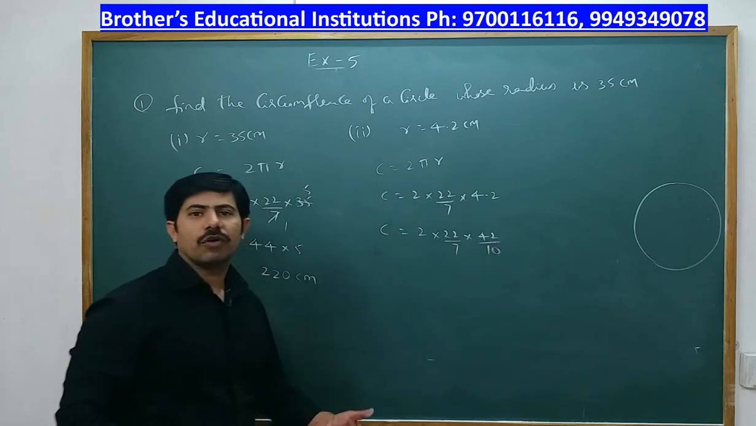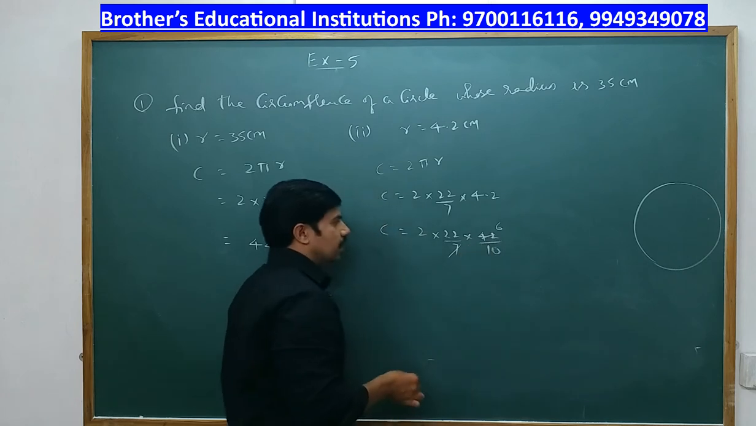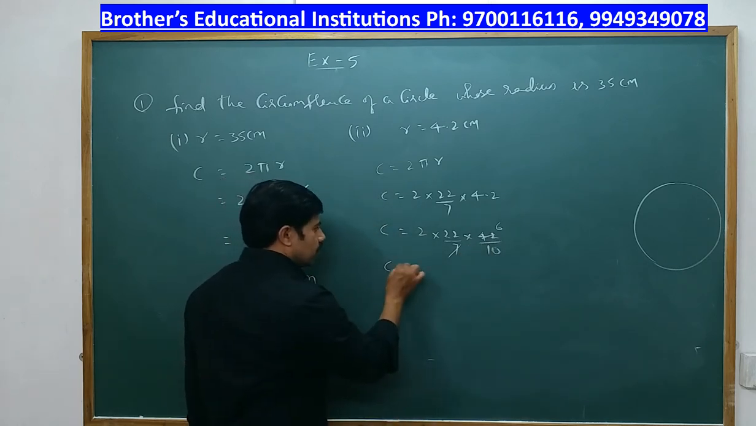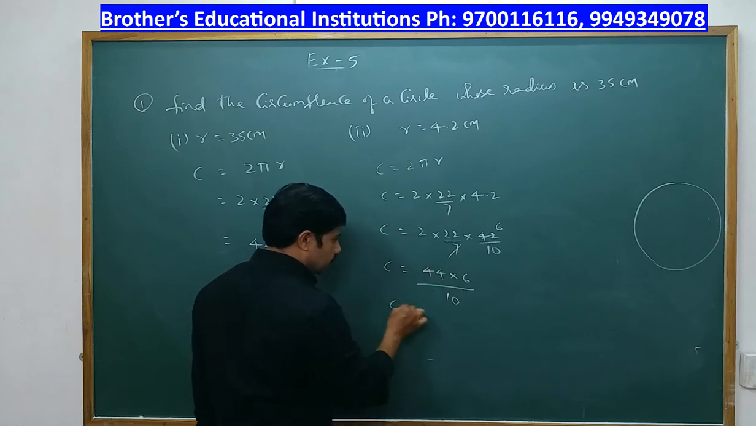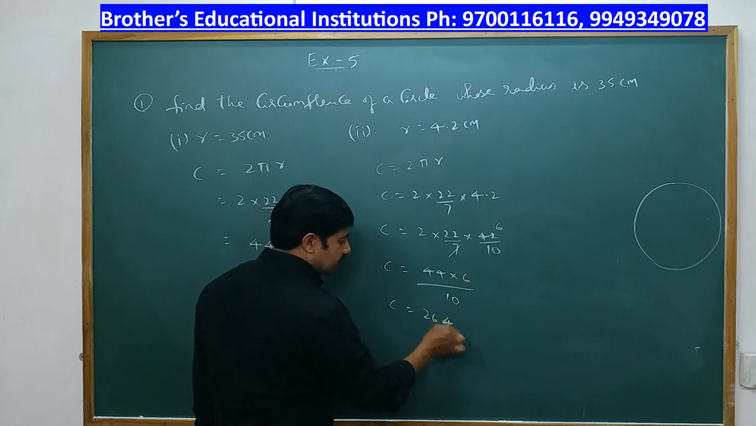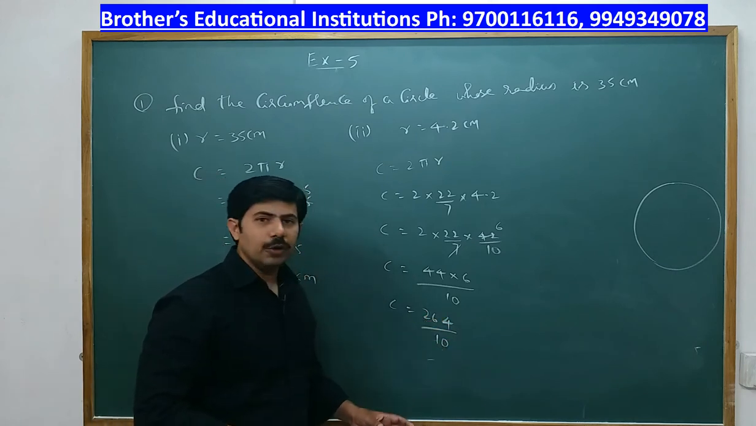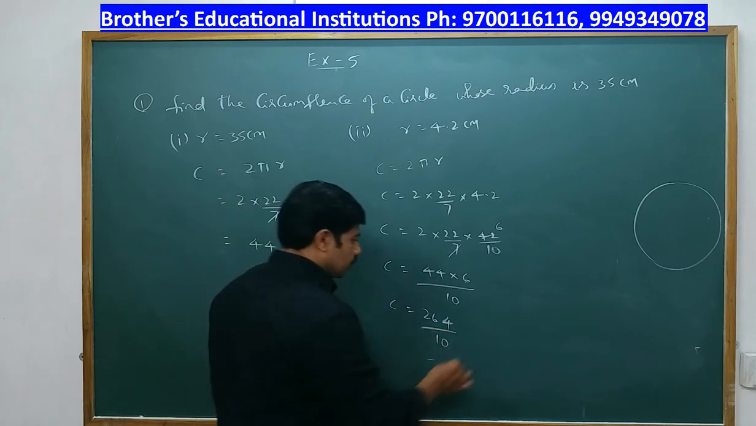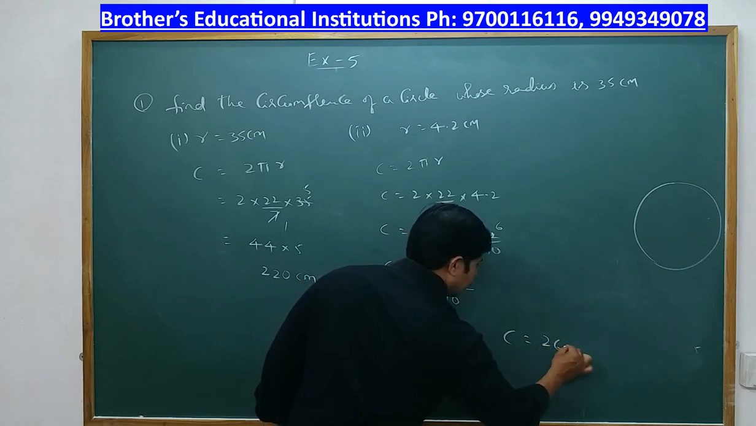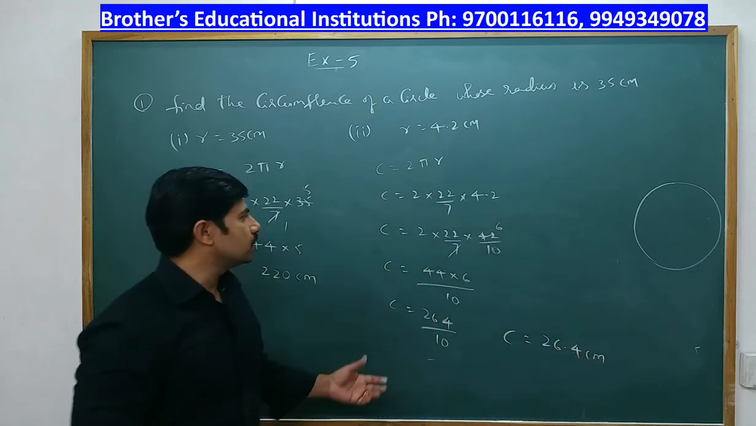We can write it as 42 by 10. 7 sixes are 42, so 6 I'll cancel. Then after that what I do is 22 into 2 is 44 into 6 by 10. So C is equal to 4 6s are 24, 4 4s are 16 plus 2 is 18, 26 by 10. So as the denominator is 10, I just put the decimal from left after one digit. So that is circumference will be 26.4 centimeters. Okay, so this is completed.